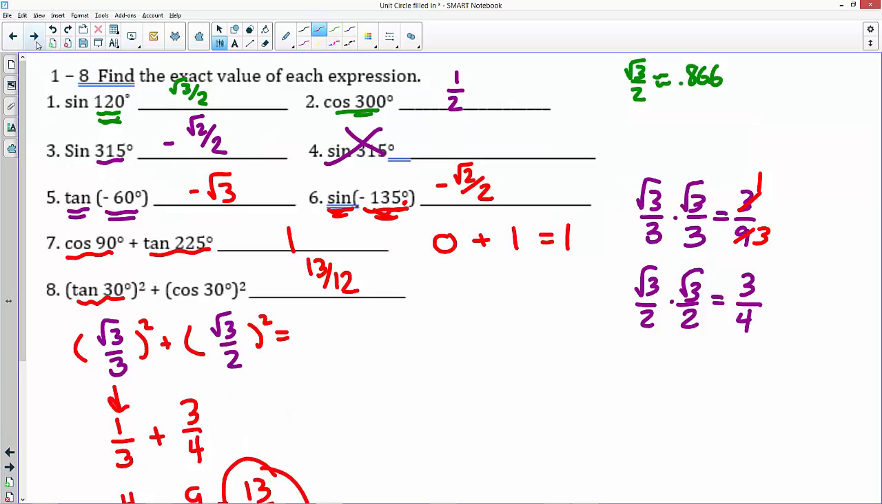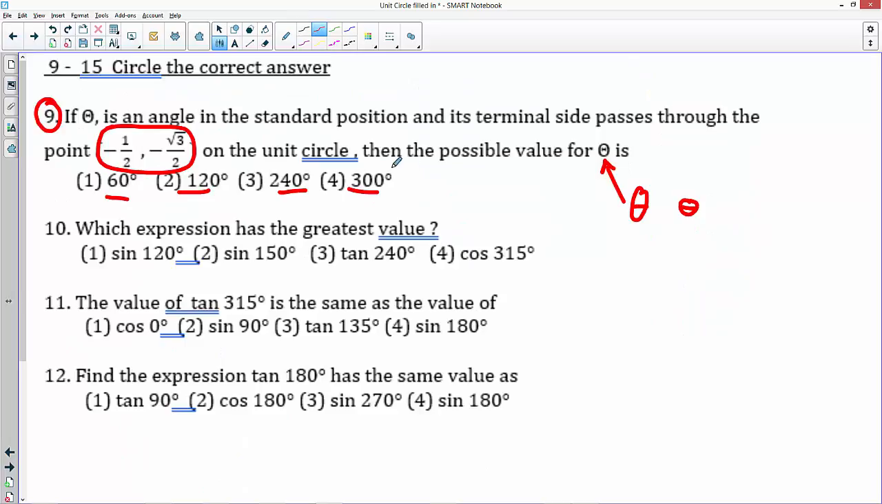Let me just delete this extra page, and that dot is 240, answer number 3. Okay, which expression has the greatest value? Well, you can look all these up, and I know you know how to do that. So this one is radical 3 over 2. This one is 1/2. This one is, I believe, radical 3. Look it up, tangent of 240.